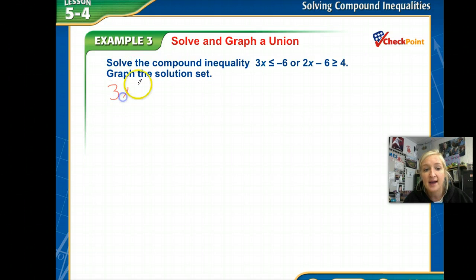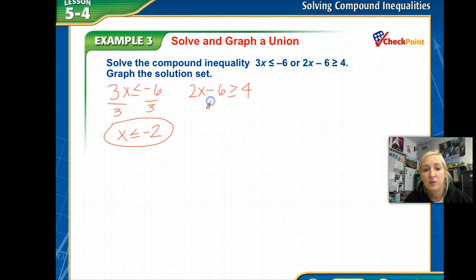We have 3x is less than or equal to negative 6, and we have 2x minus 6 is greater than or equal to 4. Well, this side, the only thing I need to do is divide both sides by 3, and I get x is less than or equal to negative 2. And when I add 6 to both sides here, I get 2x is greater than or equal to 10. Divide both sides by 2, and x is greater than or equal to 5.